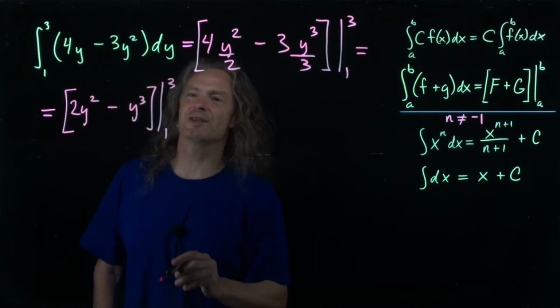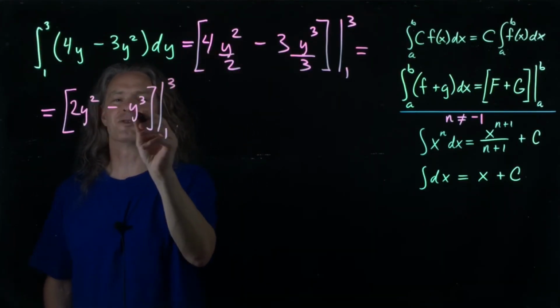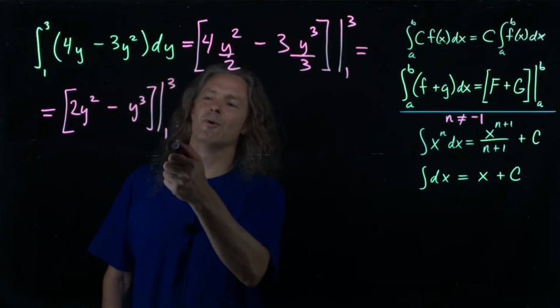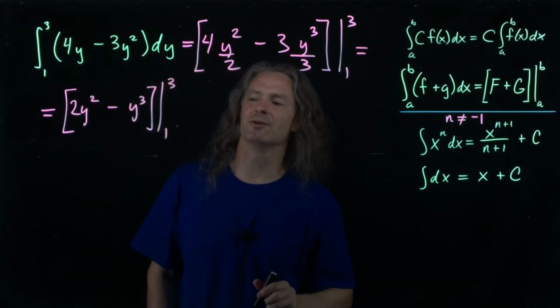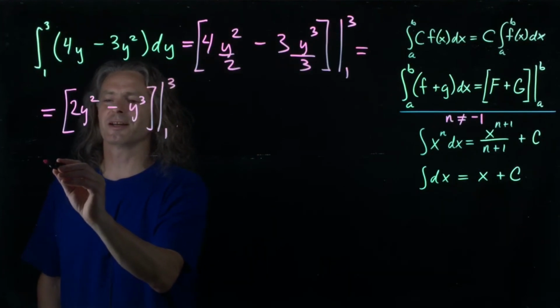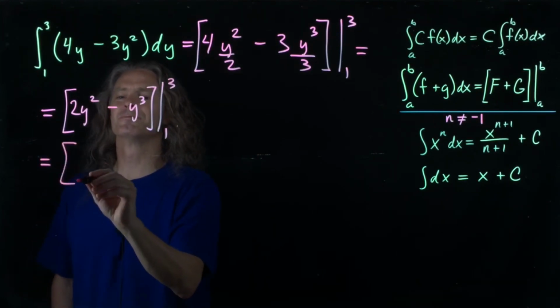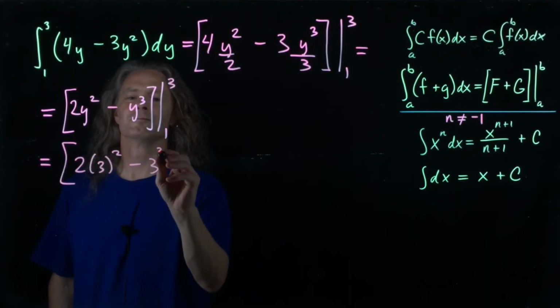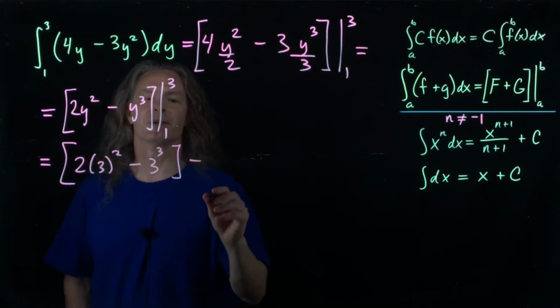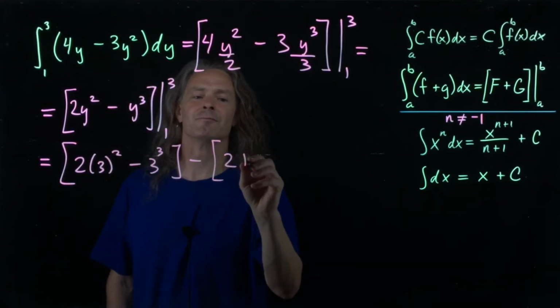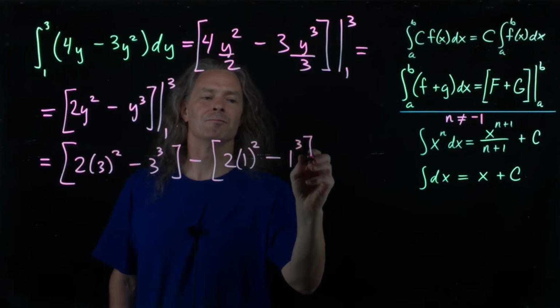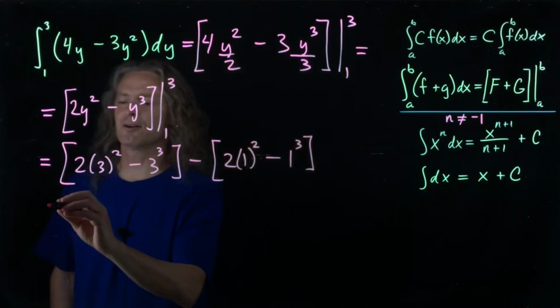So what this means is I need to plug the 3 in to each of the y's, then plug in the 1 in for each of the y's and subtract those quantities. So let's do that here. Let's plug in the 3's. And now we plug in the 1's. And then let's work this out.